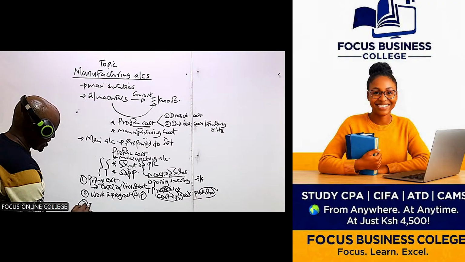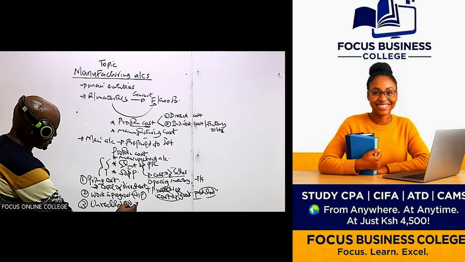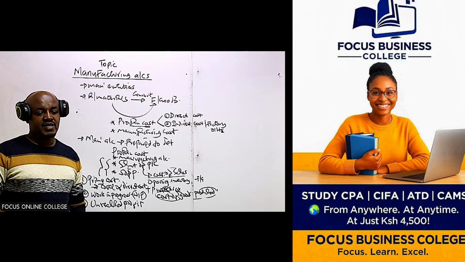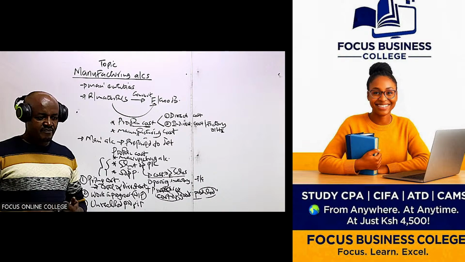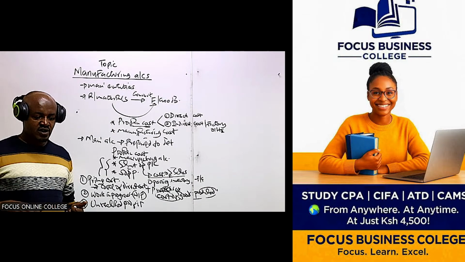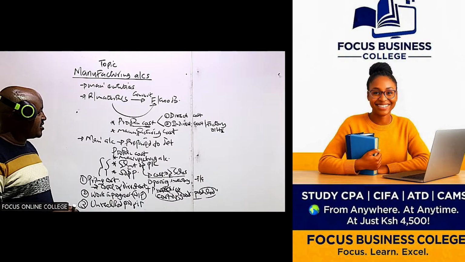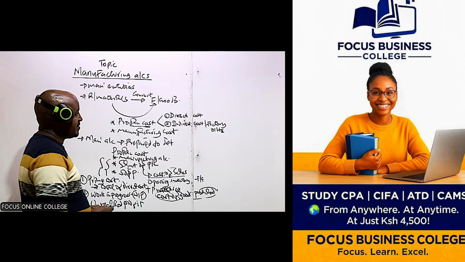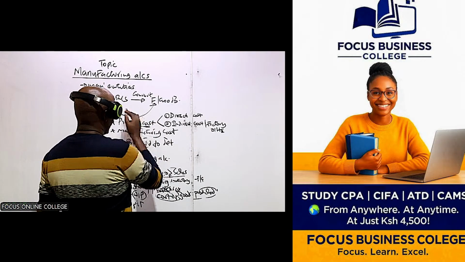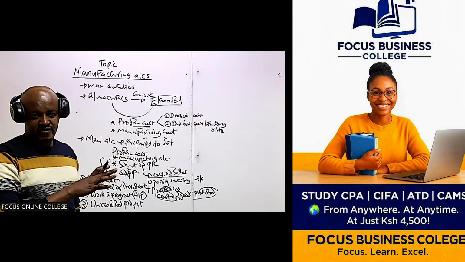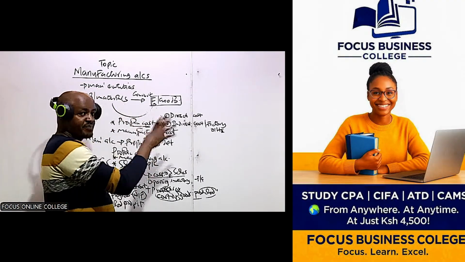Then from there we have another term, which is the unrealized profit. When we talk about unrealized profit, most manufacturing companies have a policy of transferring the finished goods to the warehouse at a cost plus a certain profit. What does that mean? Generally, if we have a manufacturing entity, once it has converted the raw materials into finished goods, remember, this conversion of raw materials into finished goods takes place in the factory.